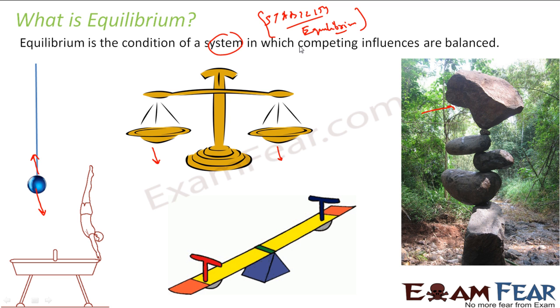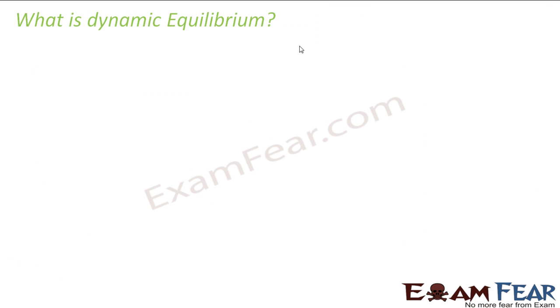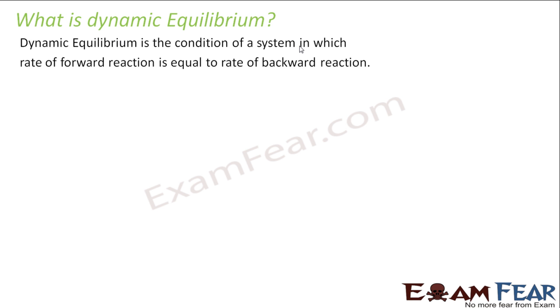But in chemistry, we have something different. We have something called dynamic equilibrium. It is not really just equilibrium, it is dynamic equilibrium. So what is dynamic equilibrium? Dynamic equilibrium is a condition where the rate of the forward reaction is equal to the rate of the backward reaction. But at the end of the day, it will be equilibrium. But it is dynamic. That is the beautiful part of this equilibrium. It is dynamic in nature, but it is in equilibrium.